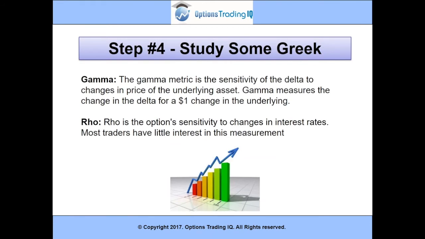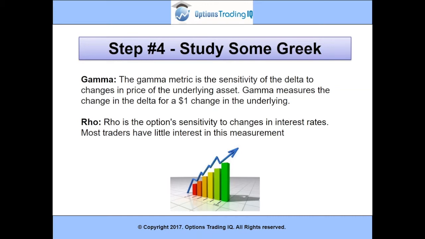Okay, so the last couple of Greeks. Gamma is an important Greek, but it's probably not quite as important as some of the other ones. It's a metric which is a sensitivity of the delta to changes in the price of the underlying asset. So gamma measures the change in delta for a $1 change in the underlying. Okay, if that's confusing, don't worry, I can explain this more as we go along.